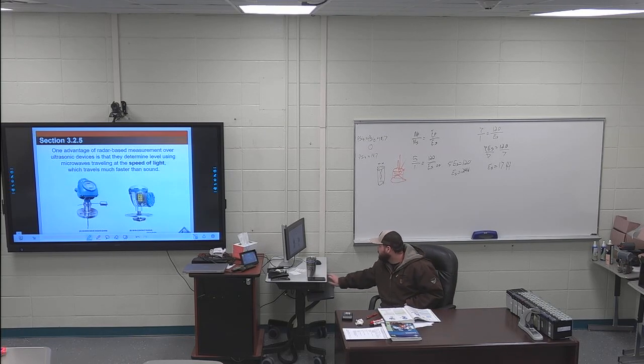Radar detectors. I've got second paragraph, first three sentences are highlighted. GWR, which is guided wave radar, right? Guided wave radar units use a probe that typically extends to the bottom of the tank or vessel. The probe may be rigid or flexible. The device sends microwaves down the probe at the speed of light.